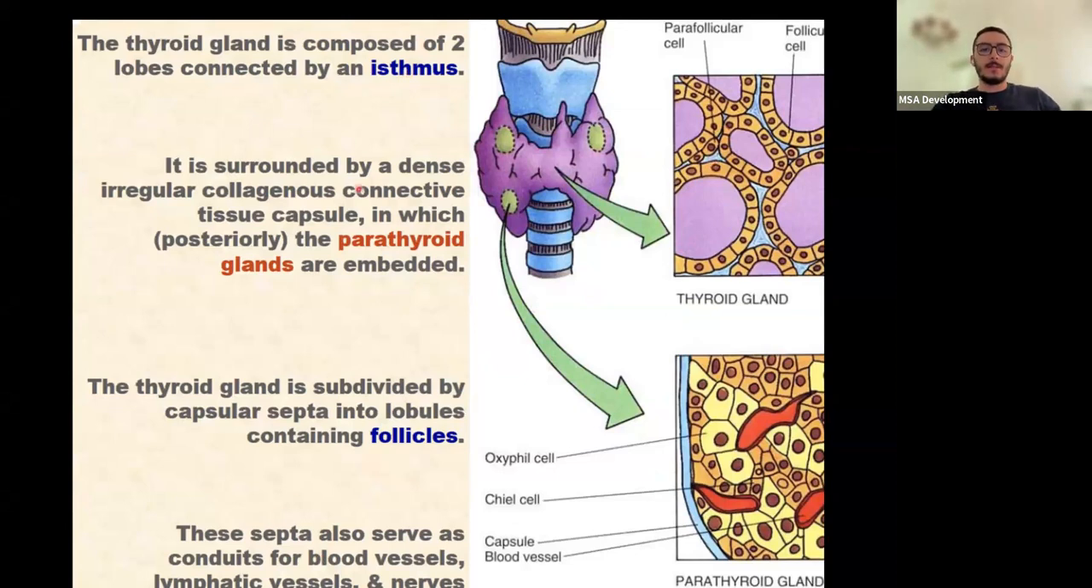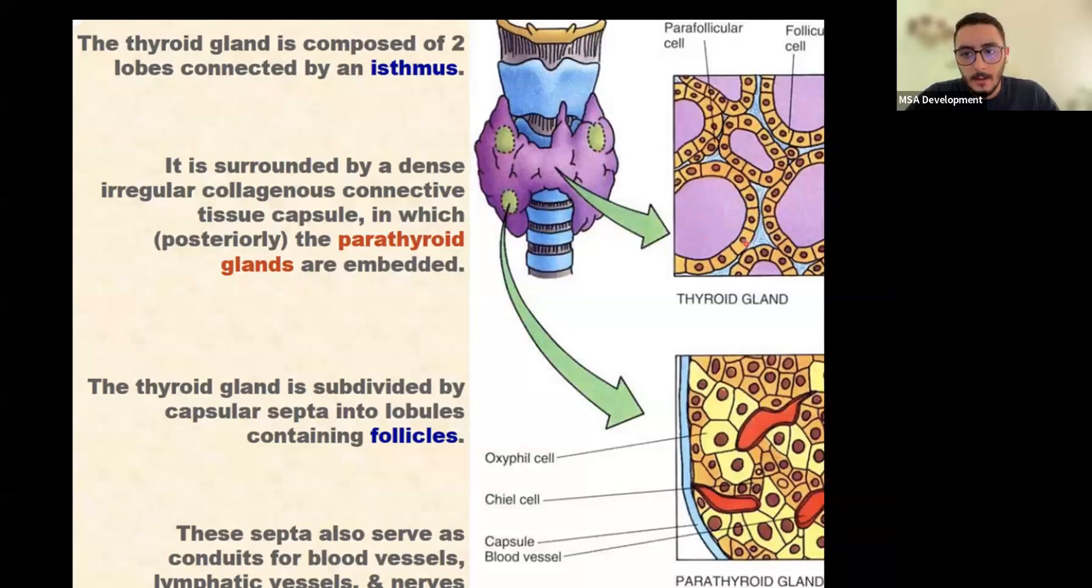What I've written here, I just explained it: the isthmus, the right and the left lobe. However, look at the histological cut of the thyroid gland. By the way, a very similar picture came in our OSP last year. This hole is called a follicle. The lumen is called the follicular cavity or the follicular lumen.